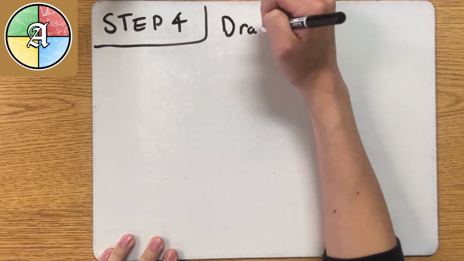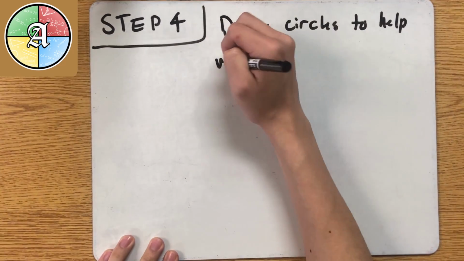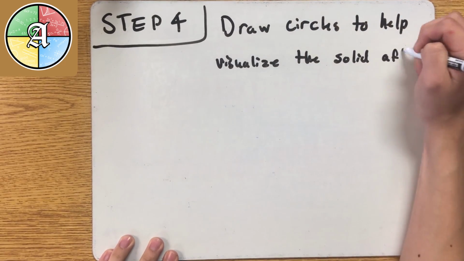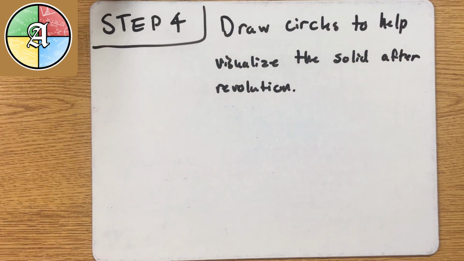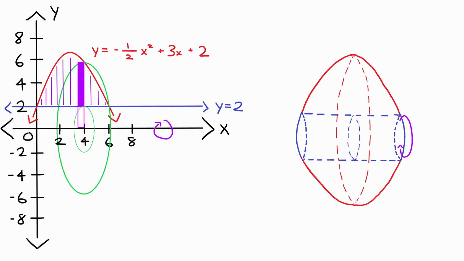As the last step in our imaging process, we are going to draw circles to help visualize the solid after revolution. As shown on the left, our circles are created by revolving our rectangles made previously about the x-axis. From our 3D representation on the right, you can see that a summation of all the outer circles creates our solid, and a summation of all the inner circles creates the hole.